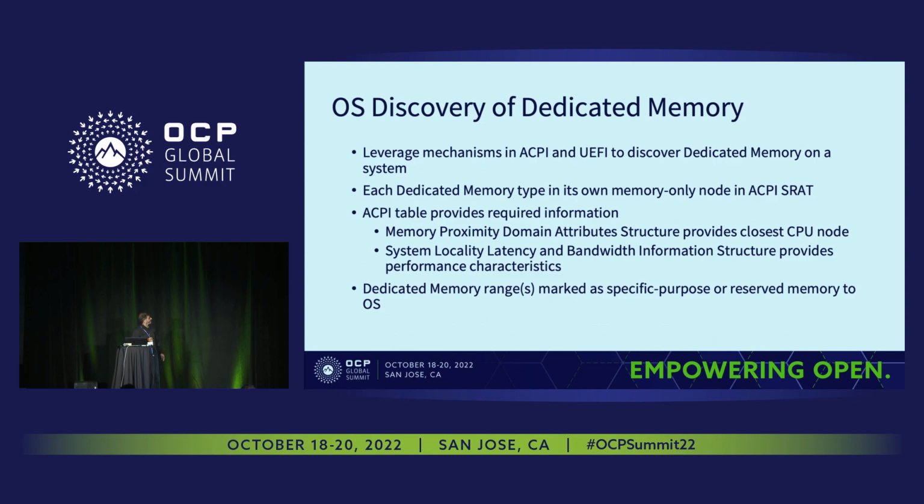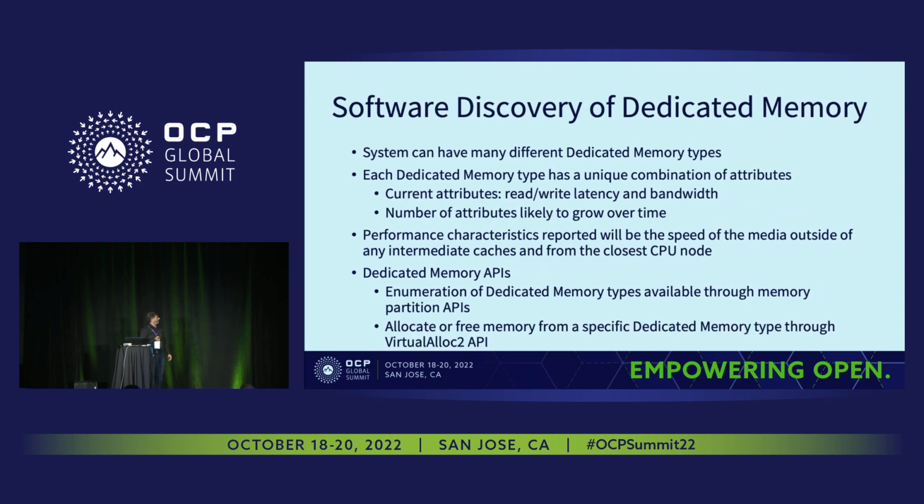A lot of this is leveraging what is there in the platform firmware, where it identifies these memories through ACPI tables, and I think Reddy touched on these topics. But the dedicated memory will be marked as specific purpose and reserved memory to the OS. So software can have these different dedicated memory types. Each dedicated memory type has a unique combination of attributes, and currently the attributes are mostly latency and bandwidth, and there will be more attributes as time goes. These will all be reported based on the media behind these modules. So I think this is all about the dedicated memory APIs. I'll skip this.